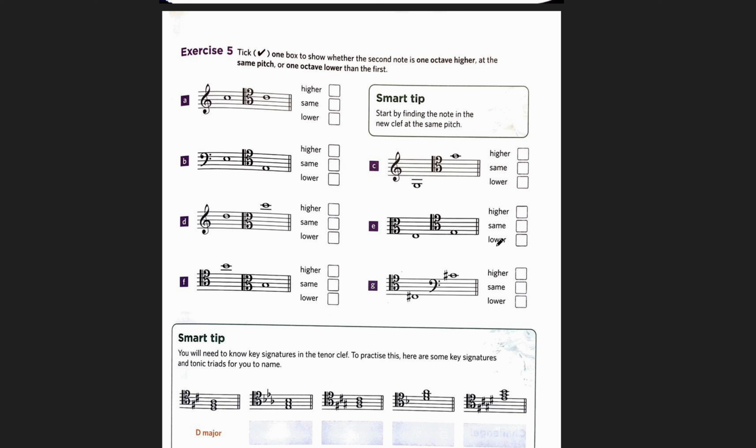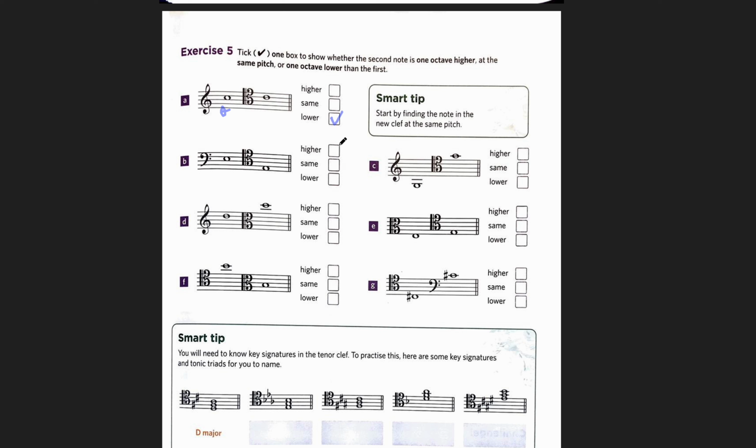Alright. Exercise 5. Tick one box to show whether the second note is one octave higher at the same pitch or one octave lower than the first. I'll repeat. Tick one box to show whether the second note is one octave higher at the same pitch or one octave lower. So this is a middle C, and that's a high C, because middle C would be down here. So the second note is one octave lower.